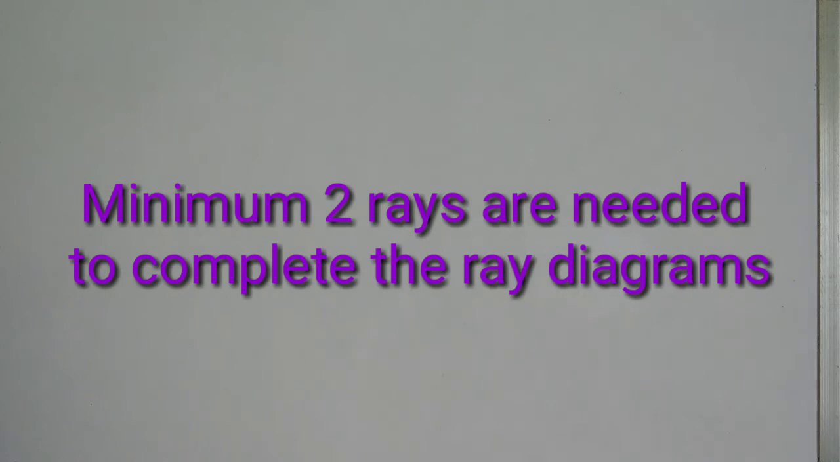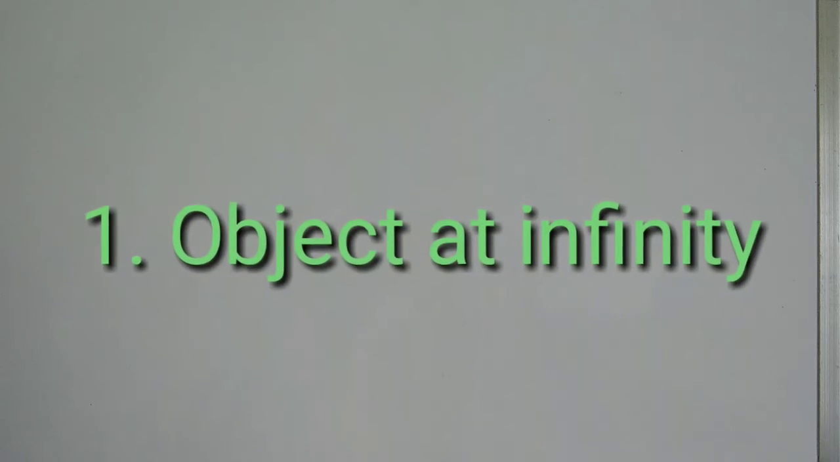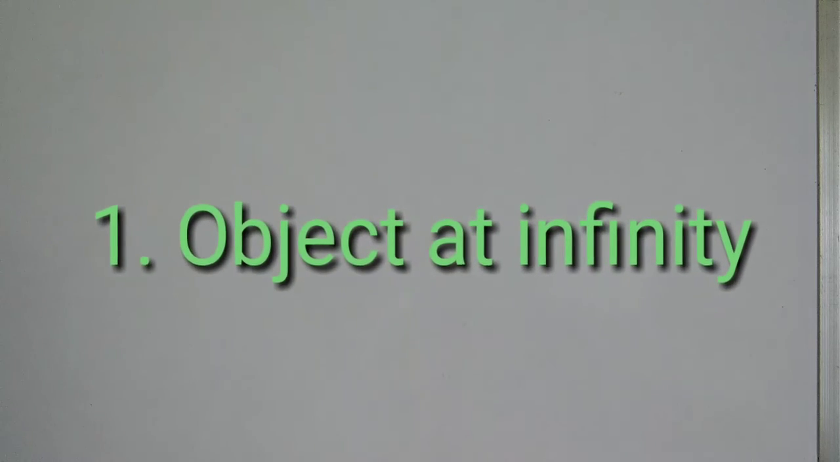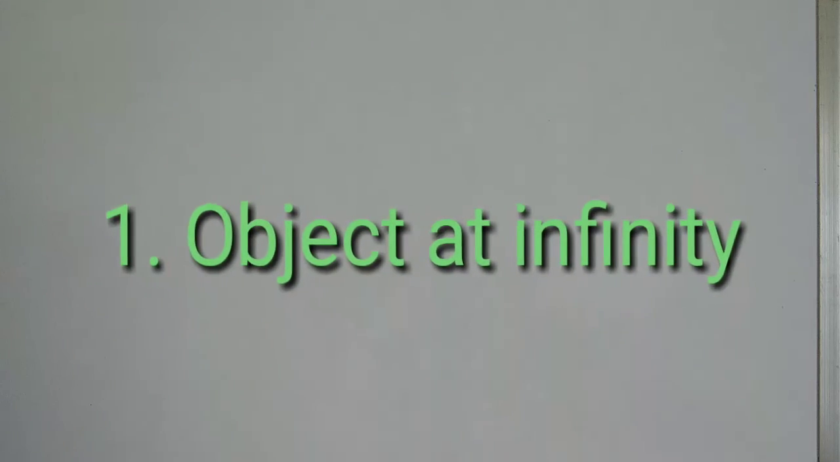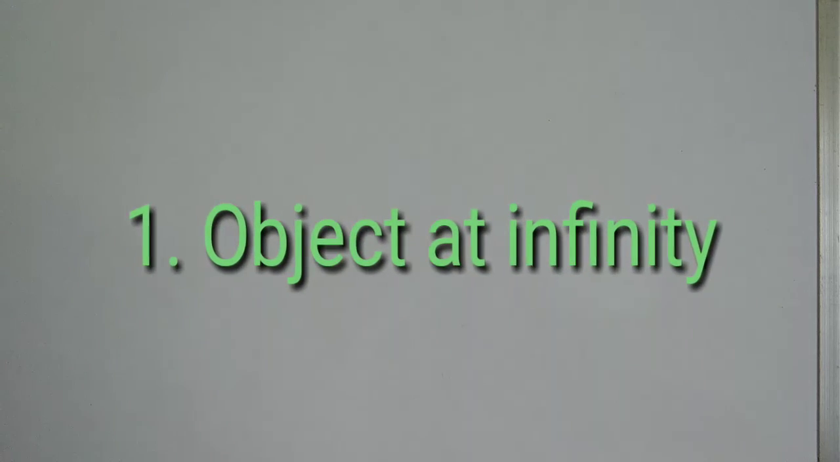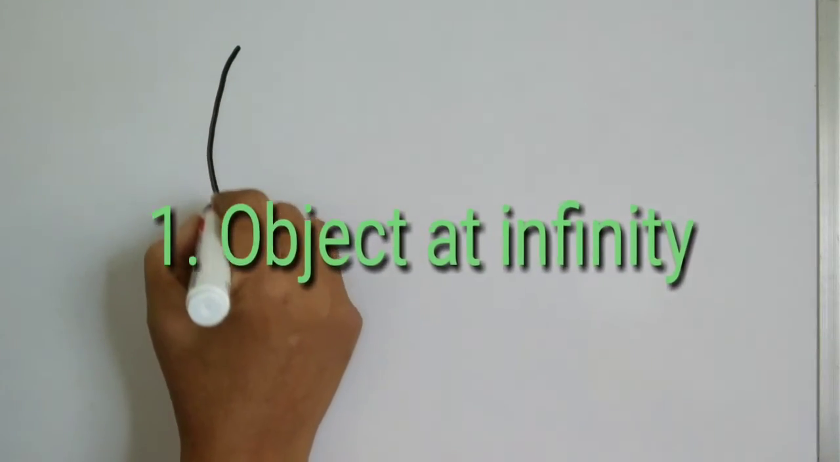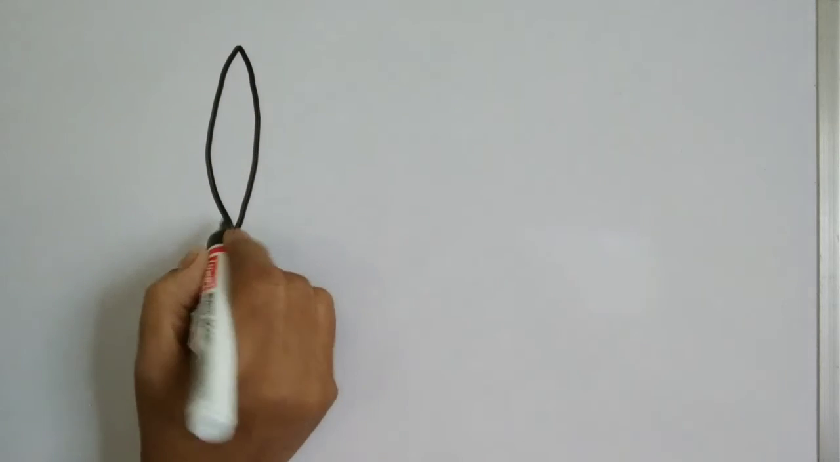In order to draw ray diagrams, we require a minimum of 2 rays. Even though there are 3 rules, we just apply any 2 rules in order to draw the ray diagrams. What happens when the object is moving from infinity towards the lens? Let us see. First case, the object is at infinity.